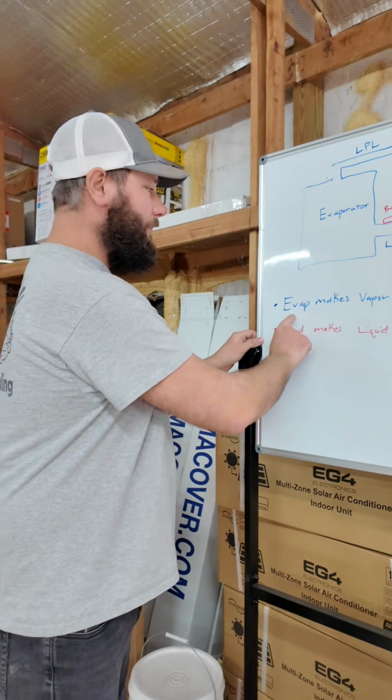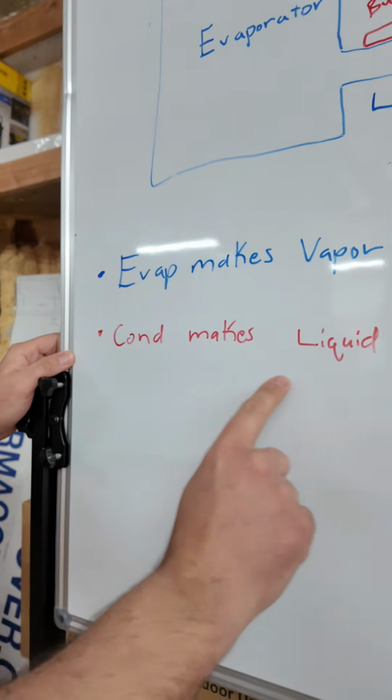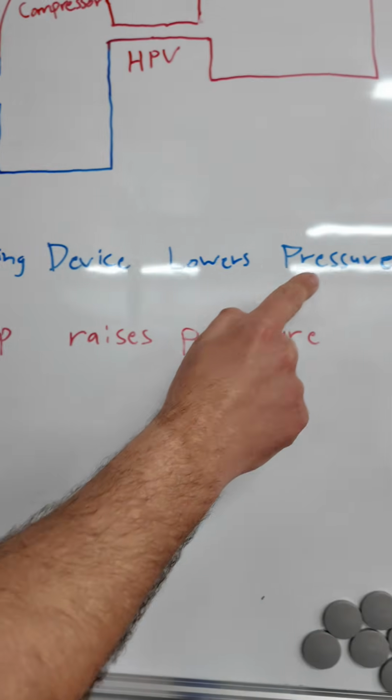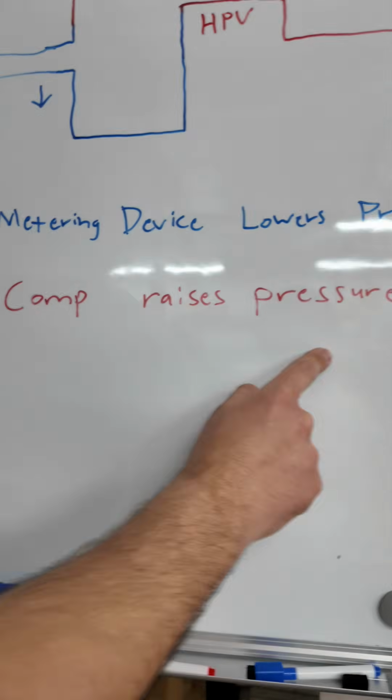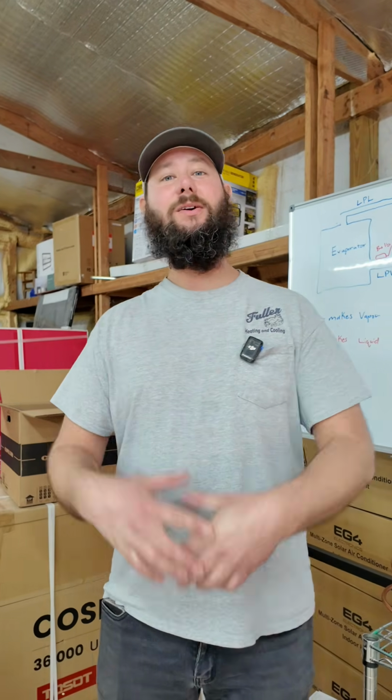Remember this, evaporator makes vapor, condenser makes liquid. Metering device lowers pressure, and compressor raises pressure. This is the refrigeration cycle in a nutshell.